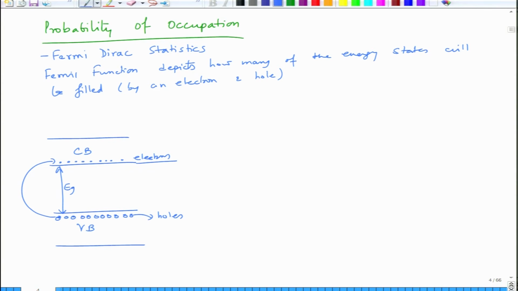So Fe, the probability of occupation of an energy state by an electron, is given as 1 over 1 plus exponential of E minus Ef divided by kT, where Ef is a reference energy which is called the Fermi energy, k is the Boltzmann constant, and T is the temperature.